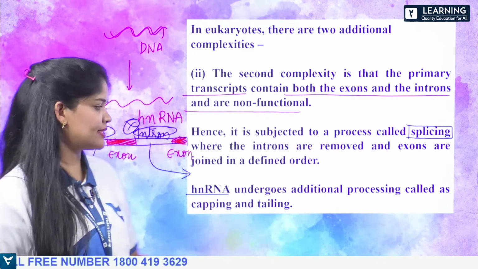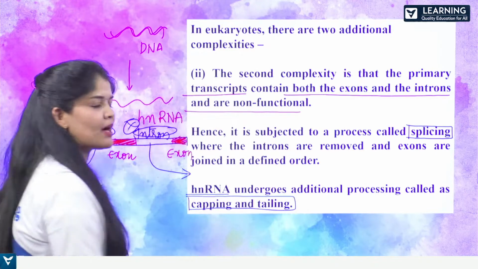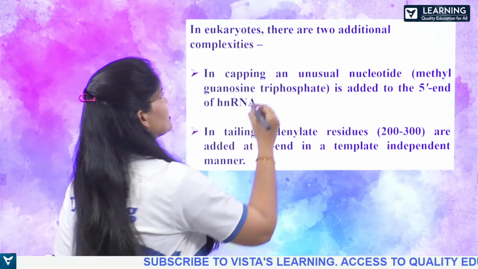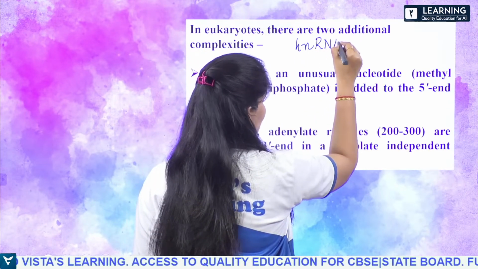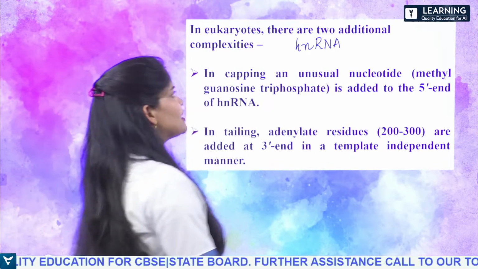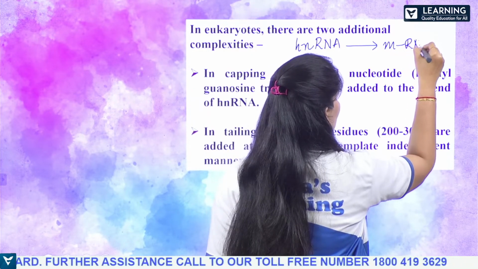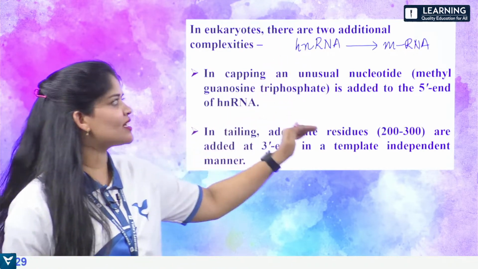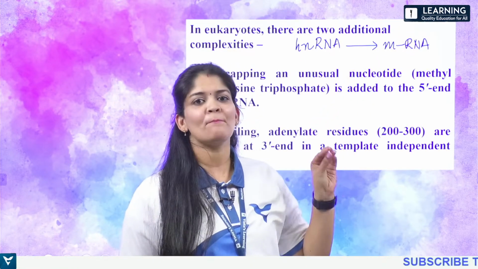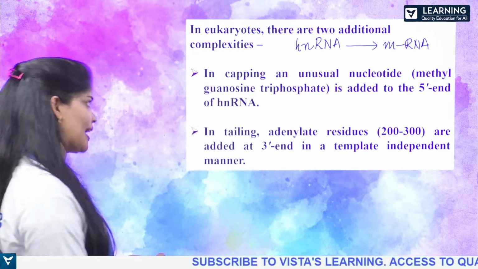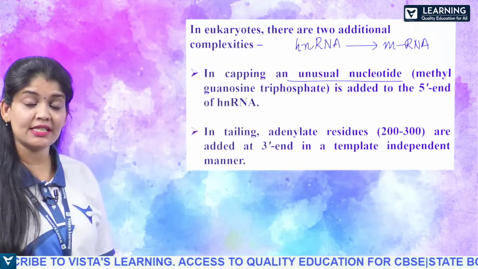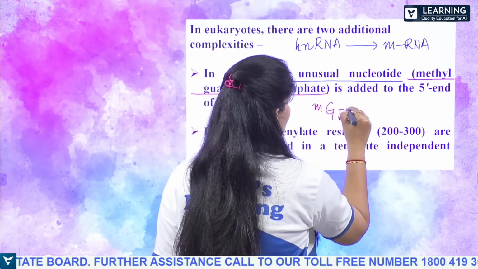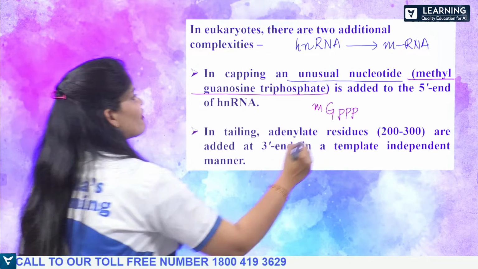hnRNA undergoes additional processing. Along with the splicing, it will undergo additional processing to make it into processed mRNA, and that is capping as well as tailing. Let's see what is capping and what is tailing. Whatever the hnRNA, it is a primary transcript and it has to undergo processing. This processing will include splicing, capping, tailing, where hnRNA, heterogeneous nuclear RNA, is going to convert into messenger RNA, that is a processed mature messenger RNA. Now, what do you mean by capping? Capping is an unusual nucleotide. Which nucleotide? It's methyl guanosine triphosphate, which is going to add to the 5' end.